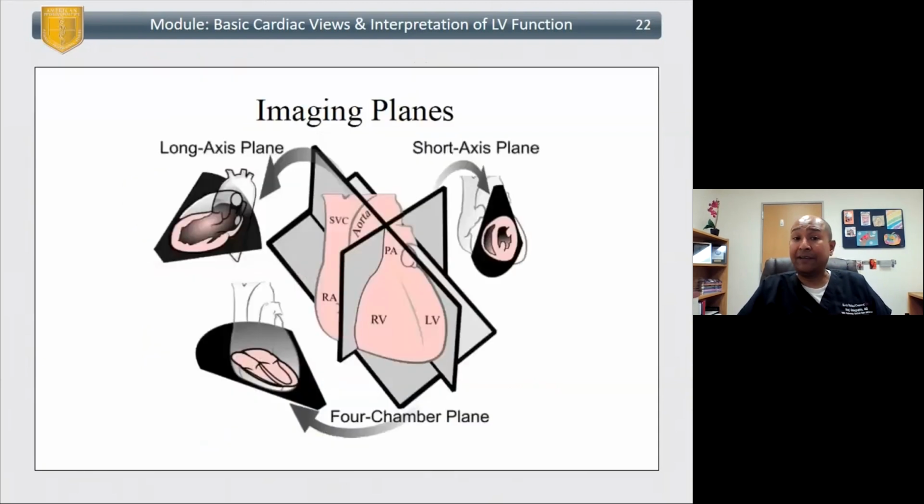And of course, you want to look at the different imaging planes. When we do a long axis plane, you can see how it's going to cut the heart along its long axis. A short axis plane is right here. And of course, when we think about a 4-chamber view, whether it's the apical 4-chamber or a subcostal, remember a subcostal is also a 4-chamber view of the heart. You get to see all 4 chambers in one shot.